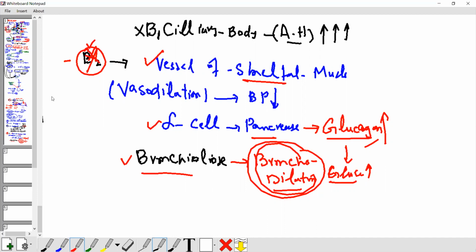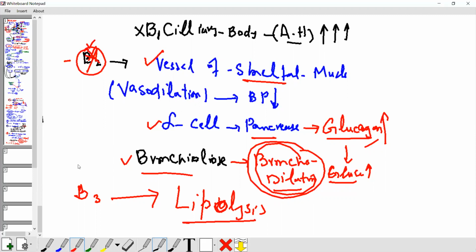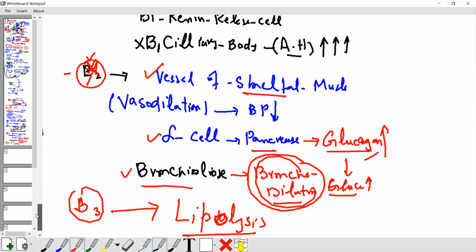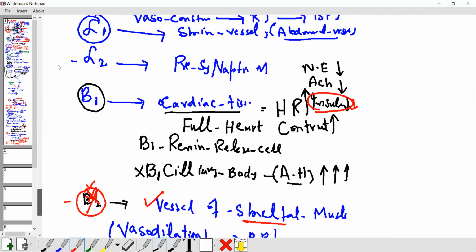Okay. Beta 3 is present on lipid tissue, for lipolysis. Beta 3 is not much important. You can forget about this. Just for lipolysis. It's not a much important function. No drug acts on this. Beta 1, beta 2. We need just these four receptors. Clear?